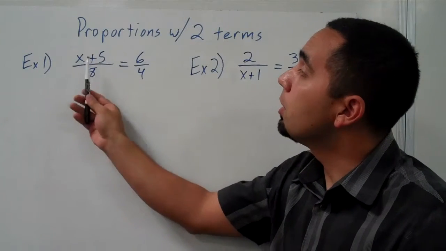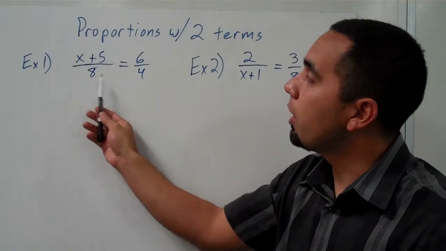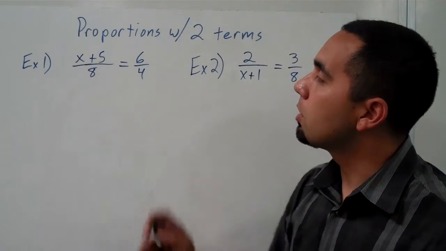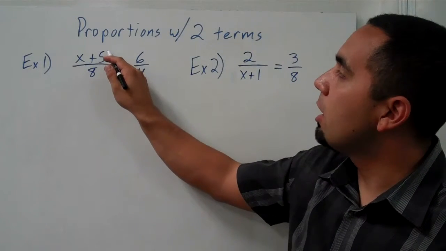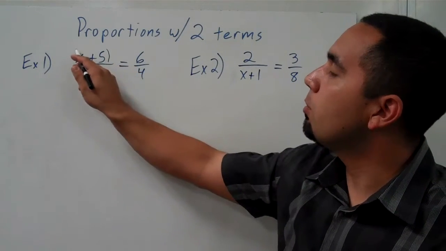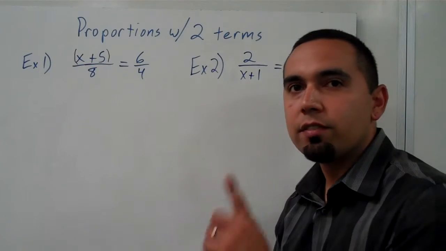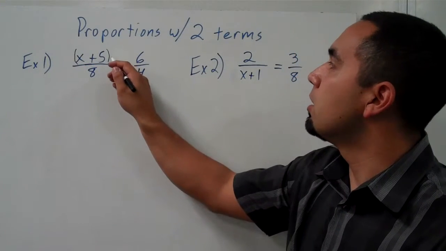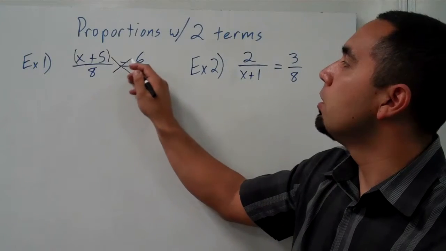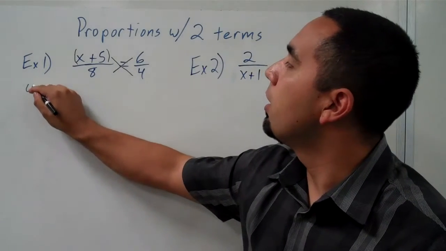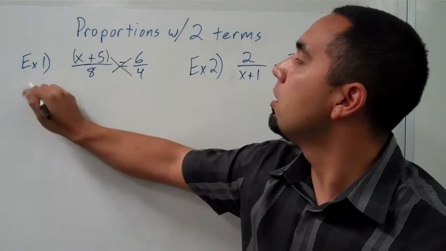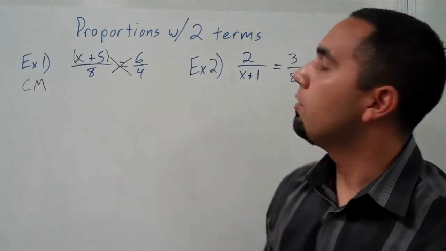Here we have x plus 5 on the top of this fraction. This is where the two terms comes in. But we still do the same exact thing. We just want to keep this together and treat it as if it is one term. And we're going to do the same exact thing that we did before. We are going to cross multiply, right? And I'm just going to write CM for cross multiply.